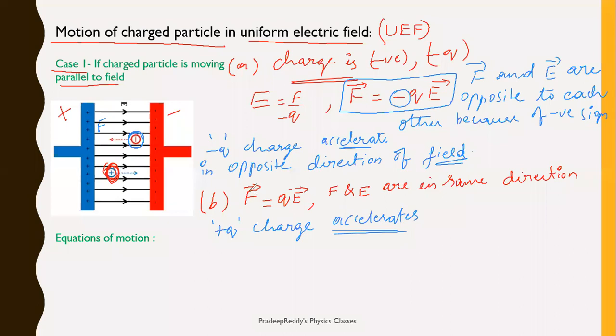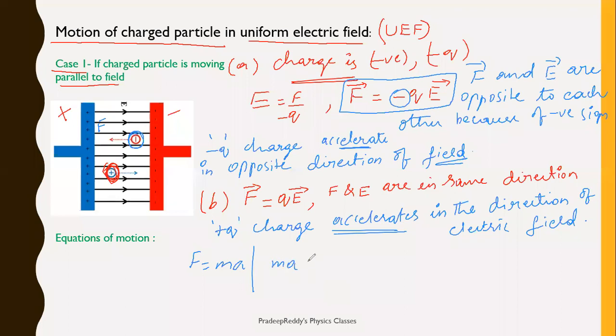It is accelerating because there is a force applied over here. It accelerates in the direction of the electric field. F is equal to QE. Now I can simply write, we know that F is equal to ma, where a is acceleration, m is the mass of the charged particle. I'll just use those in this equation. It will be ma is equal to q into E.